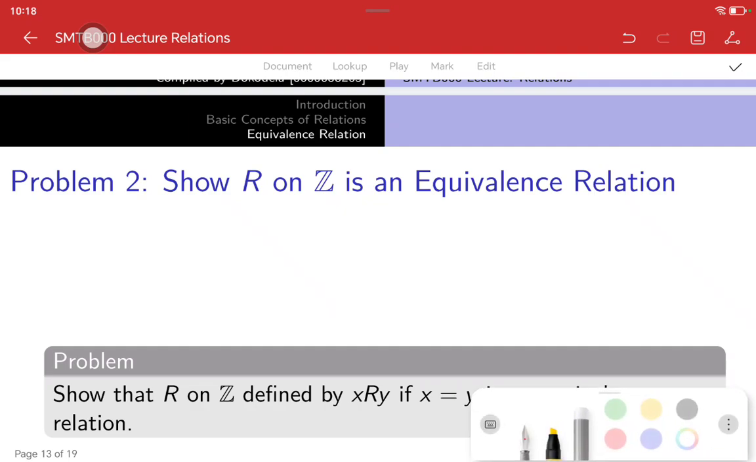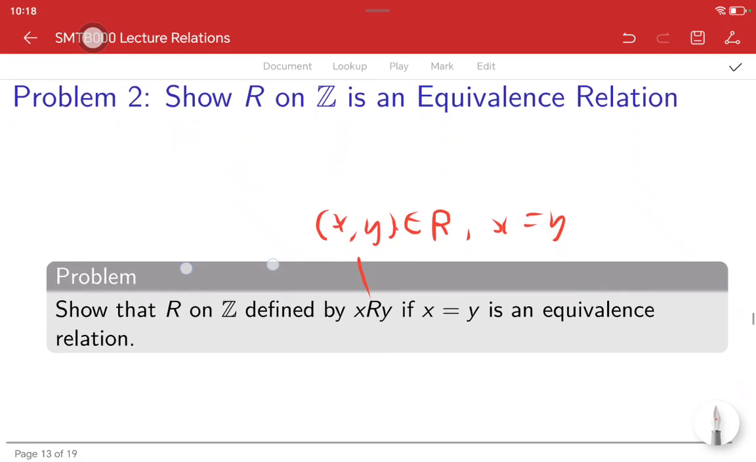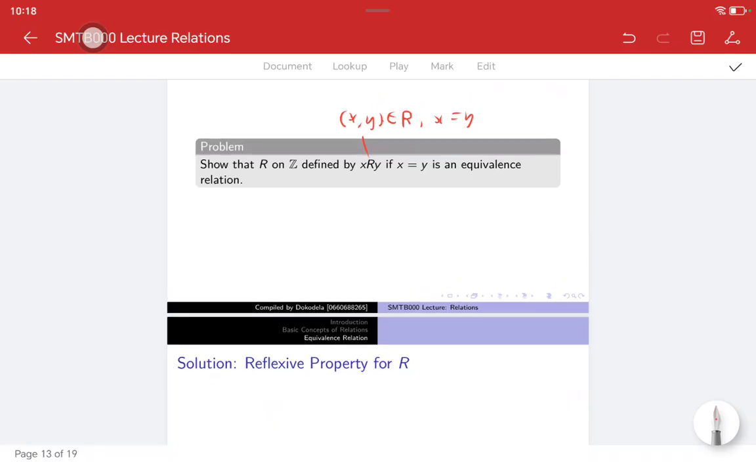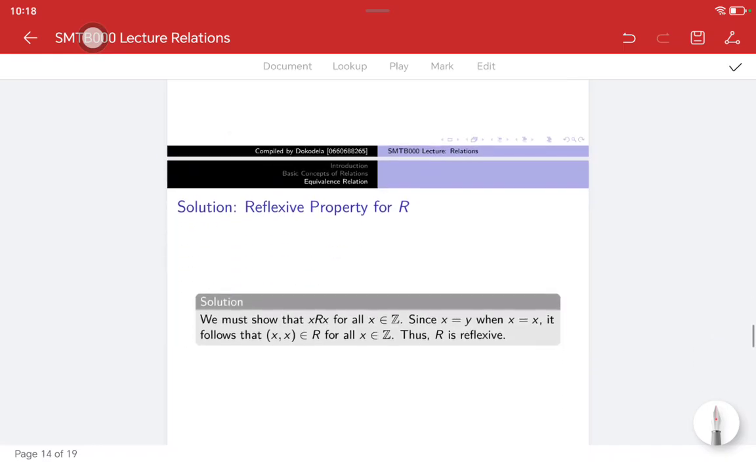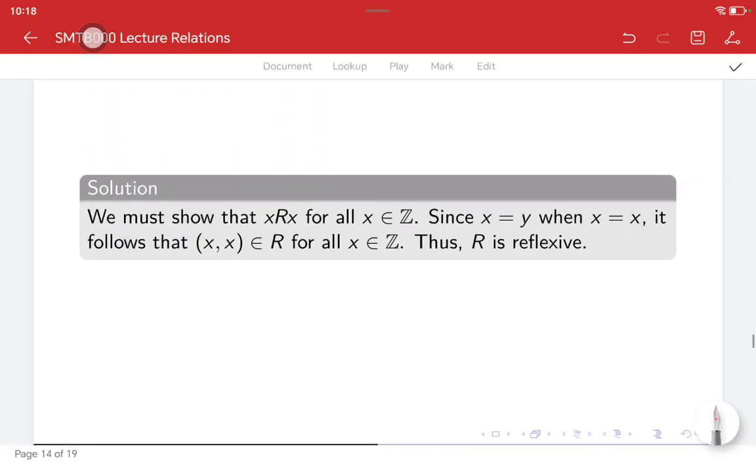The same thing as saying that if we take X, Y, the ordered pair XY, which is an element of R, then X will be equal to Y. So now what we're going to do first, we're going to check for reflexive. Remember, we always check for reflexive first. We take one element. For me to show that X is related to X for all X element of Z, since X is equal to Y, when X is equal to X, it follows that X is related to X. This is how you're going to solve it.